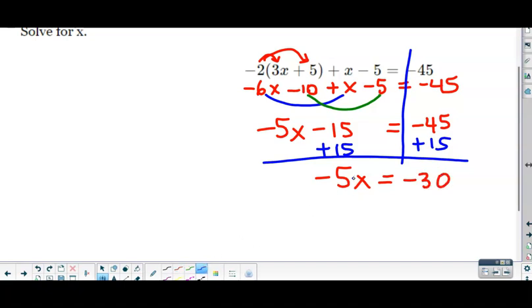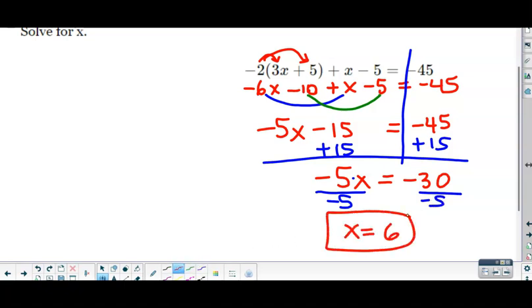The last step is always to divide by the coefficient, exactly the same number, so -5. Leave the x alone. Compute your math, and get your final answer. Now you can use your calculator to check your answer.